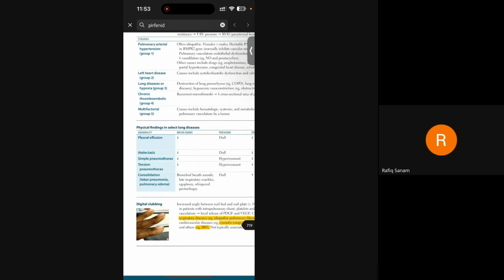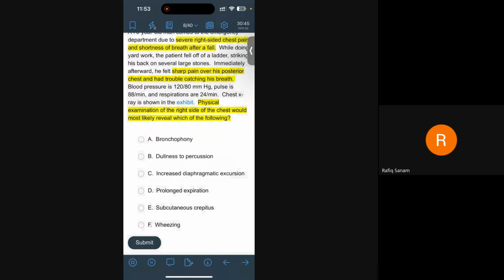Let's see. Wheezing is heard in which disease? Asthma. Dullness to percussion is pleural effusion. Prolonged expiration is also seen in asthma and COPD, and we call this pursed lip breathing. Now we are left with C and E.